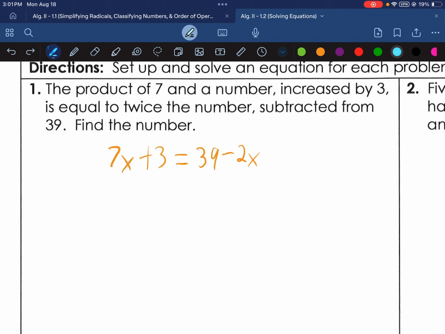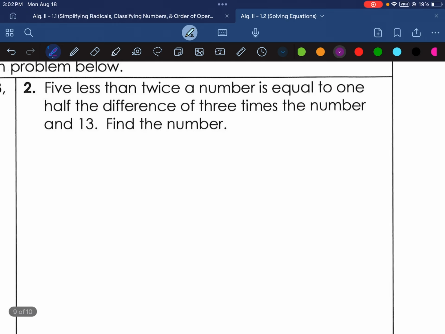Now that we have our equation, we're going to solve it the exact same way we'd been solving it. So I'm going to add 2x to both sides and get 9x. I'm going to subtract 3 from both sides and get 36. And I'm going to divide both sides by 9 to get x equals 4. So the new part of this is setting up the equations.